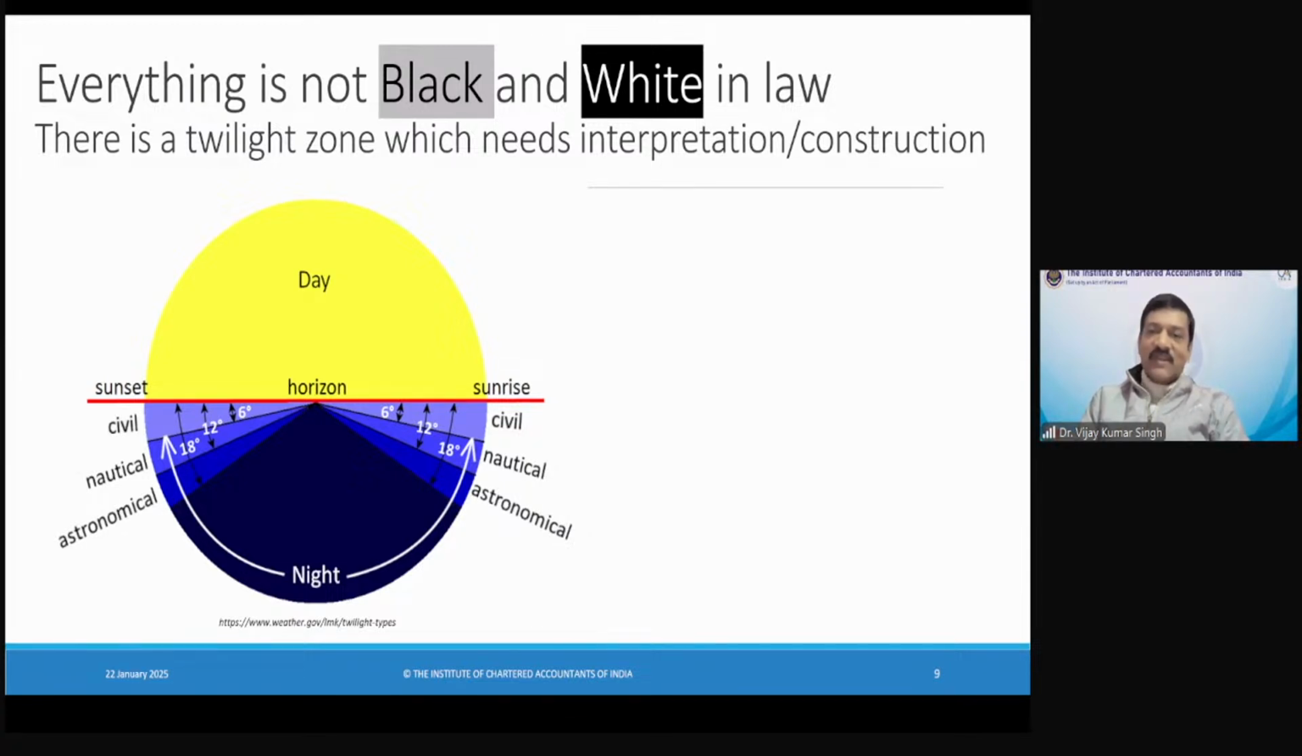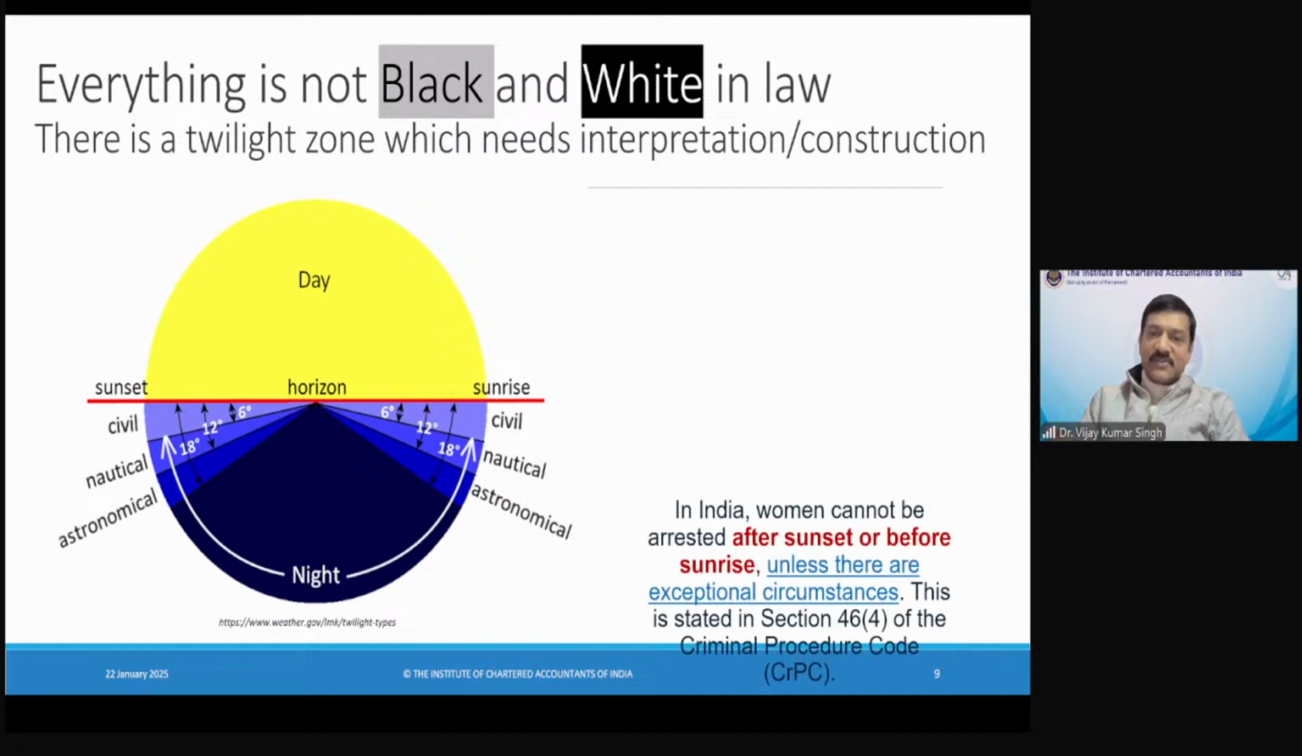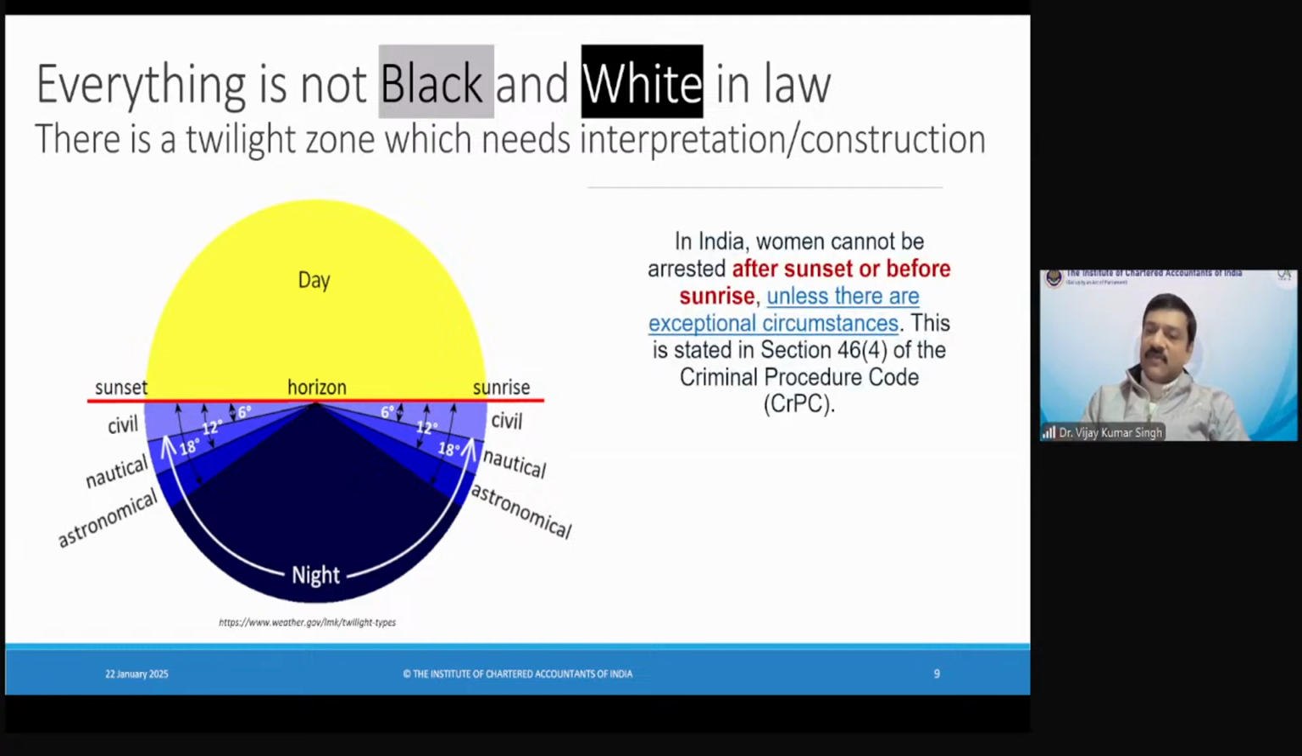So there is a twilight zone, and that requires an interpretation. And I gave you an example of a CrPC provision, Section 46(4), wherein women cannot be arrested after sunset and before sunrise unless there are exceptional circumstances. Here, the term exceptional circumstances requires an interpretation.